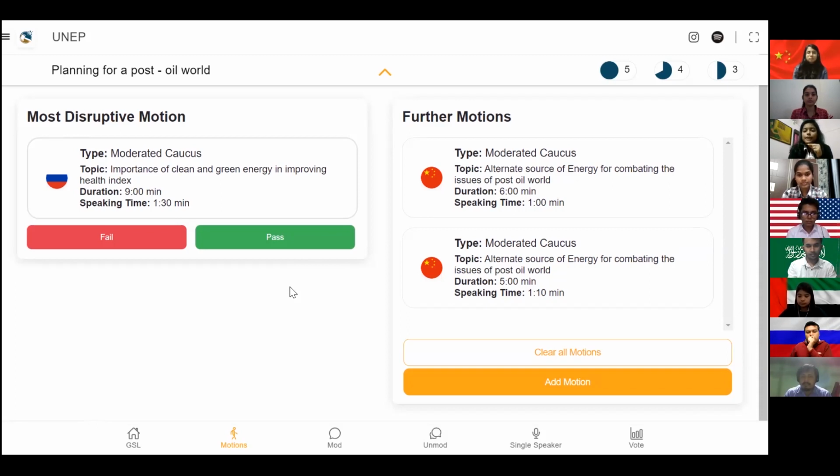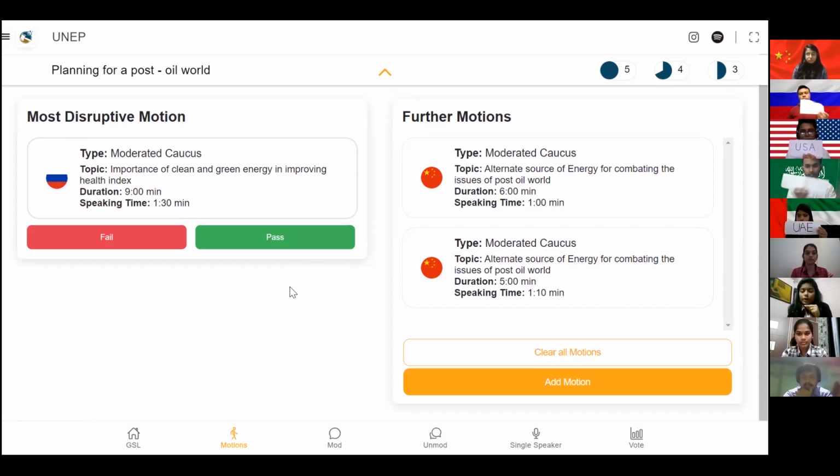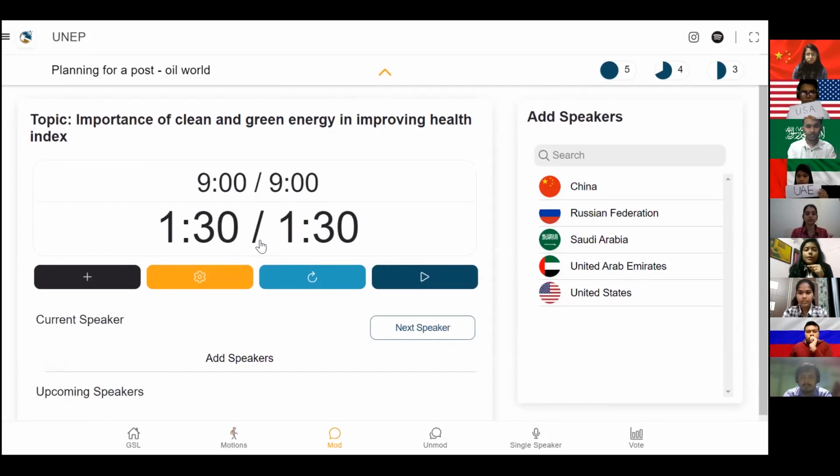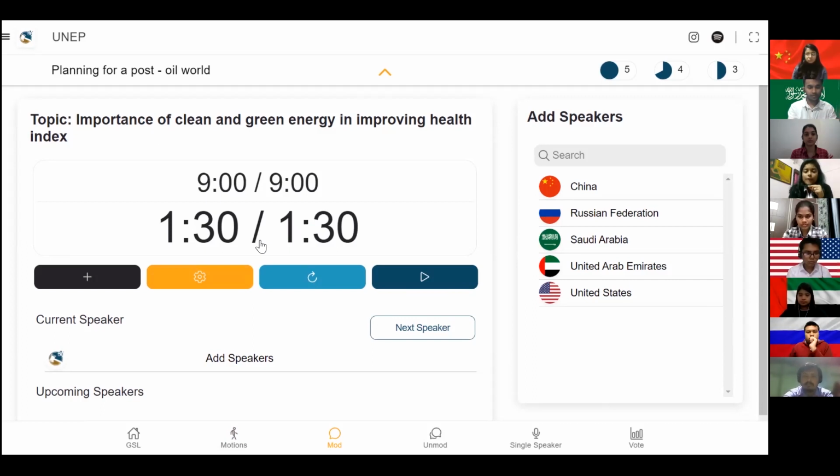So delegates seconding the motion raised by the delegate of Russia, please raise your placard and your raise hand feature. Okay, the motion clearly passes. So we won't be considering the motion proposed by the delegate of China. We are now in the moderated caucus on the topic importance of clean and green energy in improving health index for a time period of 9 minutes. Delegates wishing to add their names to the moderated caucus, please raise your placards.